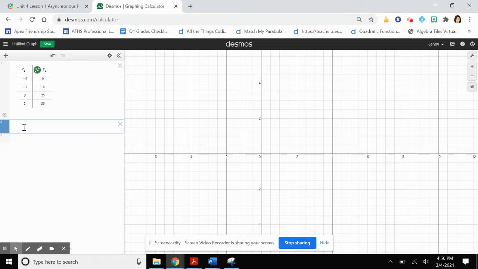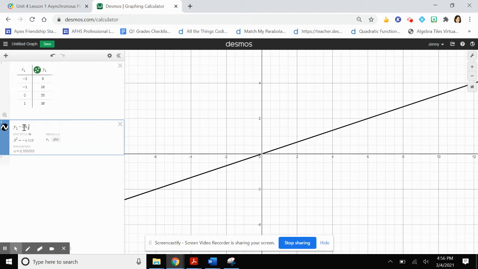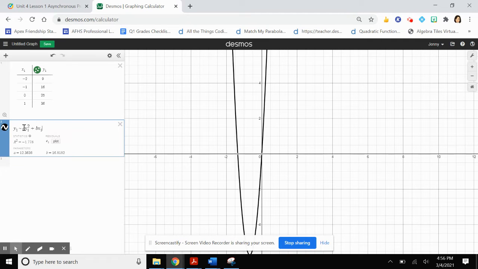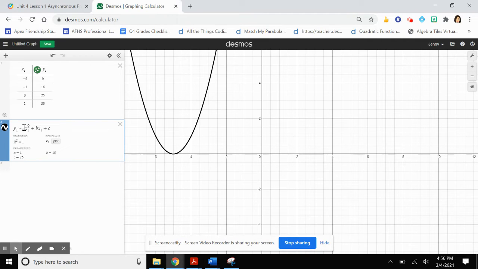Now, we could do this by directly asking it for the vertex form and seeing if that was a perfect square, or we could ask for the standard form and look at our C and our relationship with B and see if that's a perfect square. I'll show you both ways. We'll start with the standard form. We're going to do y1 tilde ax1 squared plus bx1 plus c.